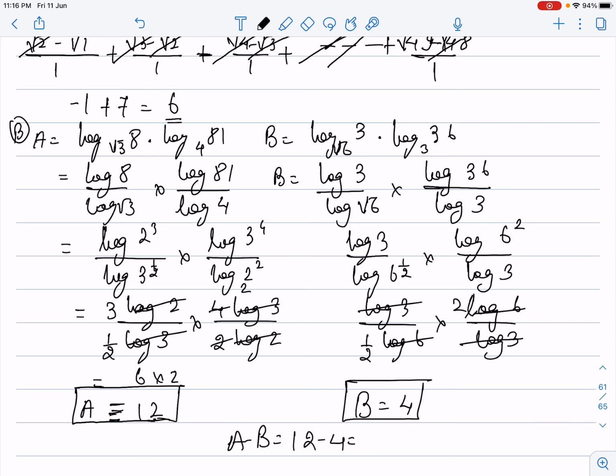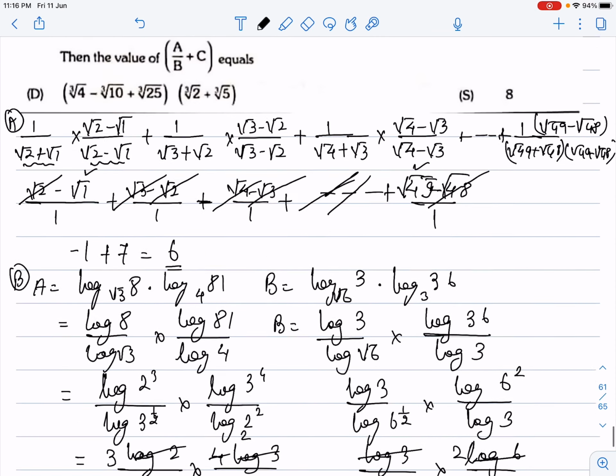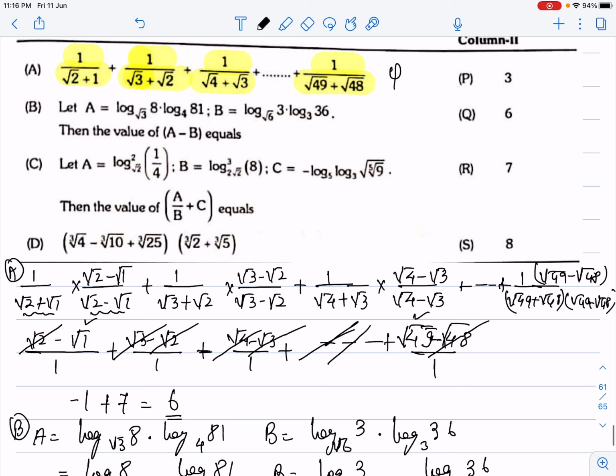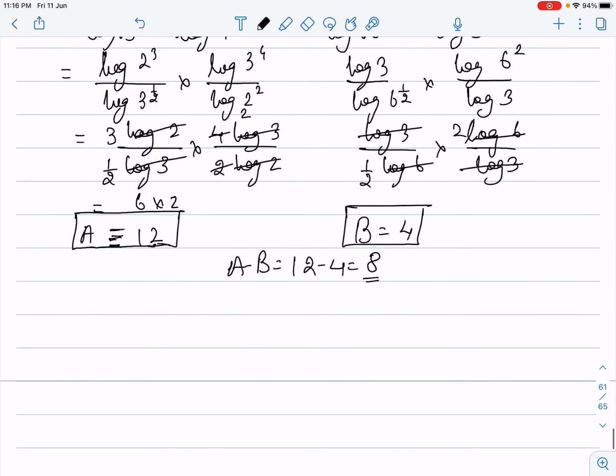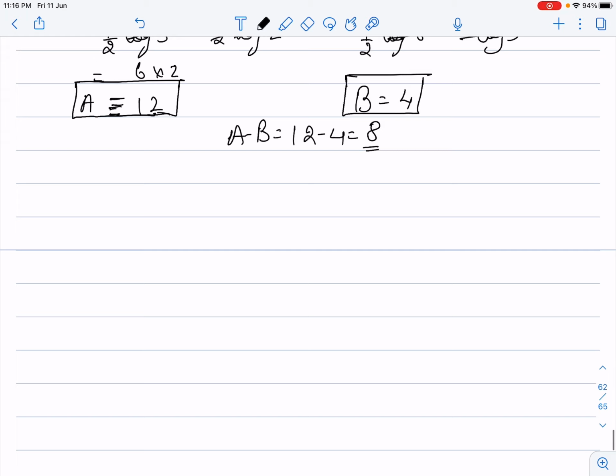12 minus 4 is equal to 8. Now let's see which option will match over here. Guys, option S will match over here from column 2. Now let's proceed further and see part C of the first column and what it will be solving. So guys, part C is given to you.